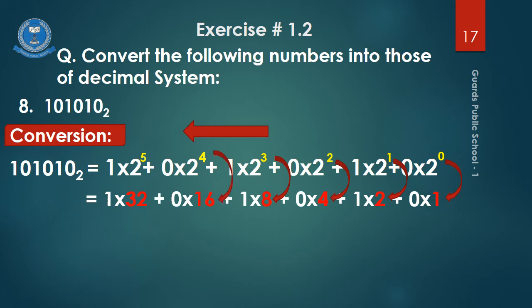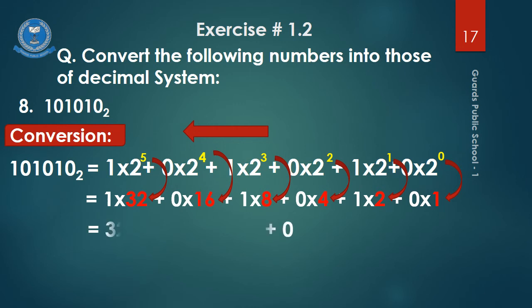2 exponent 4 means 2 multiplied by 2 multiplied by 2 multiplied by 2. How many times? 4 times. So 2 2s are 4, 4 2s are 8 and 8 2s are 16. 2 exponent 4 means 16 and 2 exponent 5 means multiply by 2 itself. How many times? 5 times, and it is equals to 32.